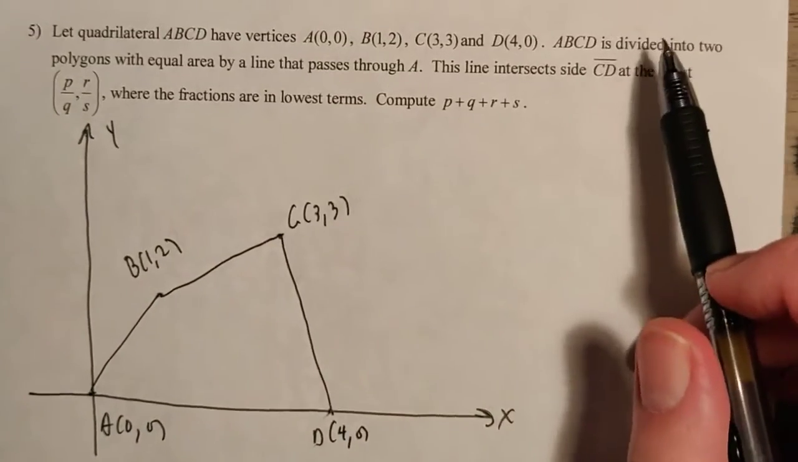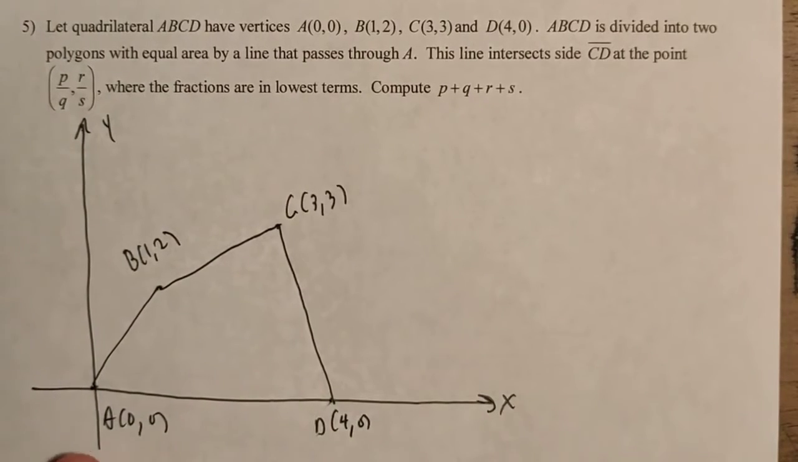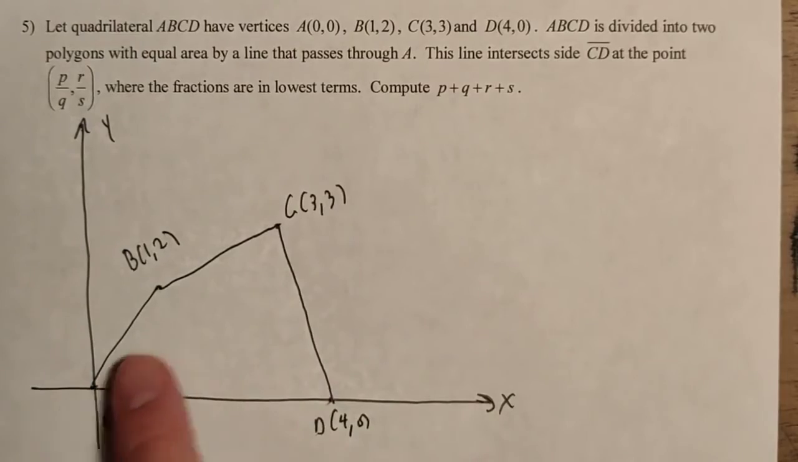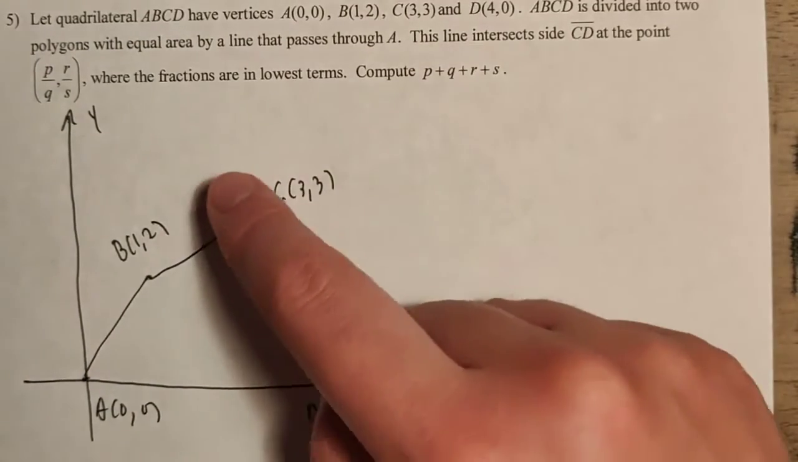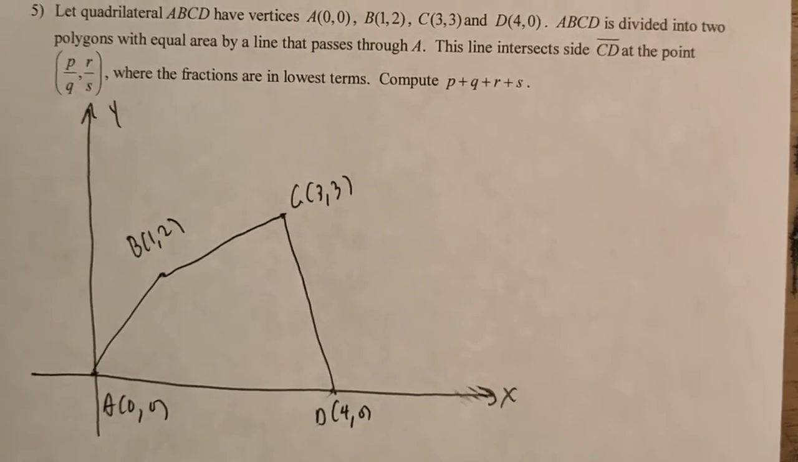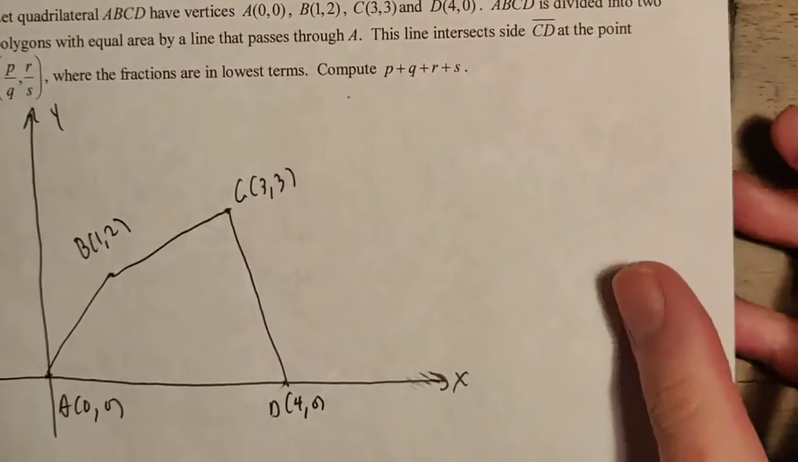We're told that ABCD is divided into 2 polygons with equal area by a line that passes through A. So that means there's going to be a line that passes through A that runs through here. Now, it's pretty clear that if it's going to pass through this quadrilateral and split it in half, it has to either hit BC or AD or CD here. But we're not exactly sure which. I think the first thing we note here is that since we have equal areas, we might as well calculate what these areas are. So let's do that.